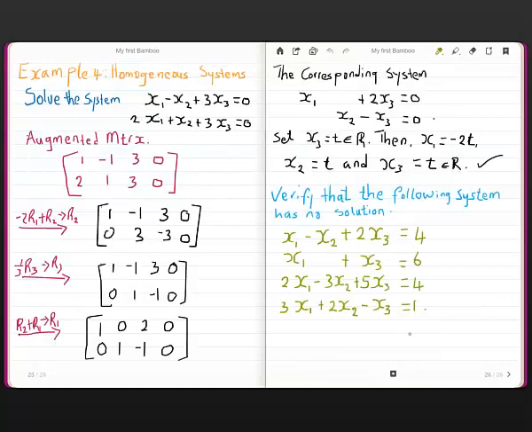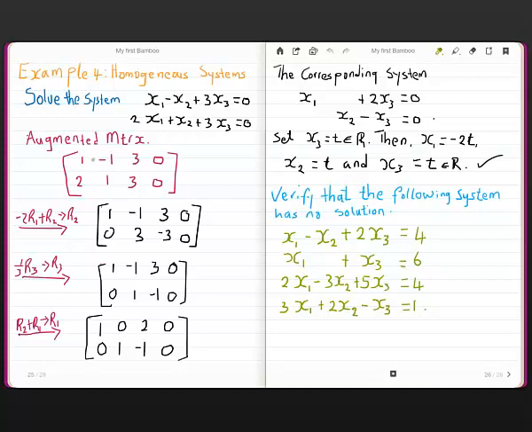Okay, before we conclude this section, let's look at an example involving homogeneous systems. I had mentioned before that a homogeneous system is always consistent because it has at least the trivial solution. If I take x1 equal to x2 equal to x3 equal to 0, then the system is satisfied. But I'm not really interested in just the trivial solution. So can we have infinitely many solutions? So we get the augmented matrix right here.